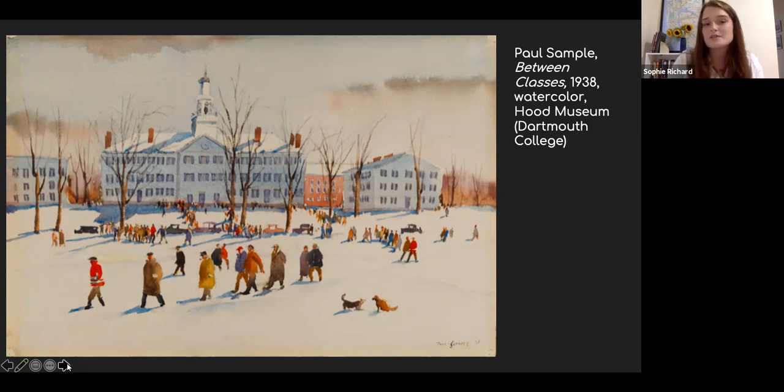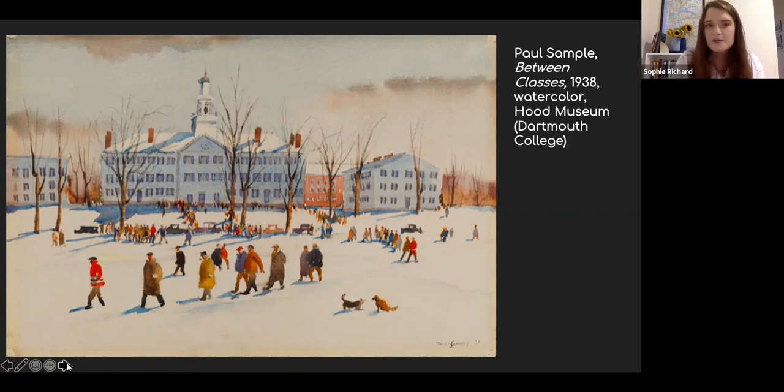We can still see Sample's early interest in people and figures as they crowd and mill with one another, while those harsh and crisp clear lines are softened due to the medium of watercolor. However, this is still under the umbrella of regionalism, with a strong focus on small town life and really getting to the roots of American identity.